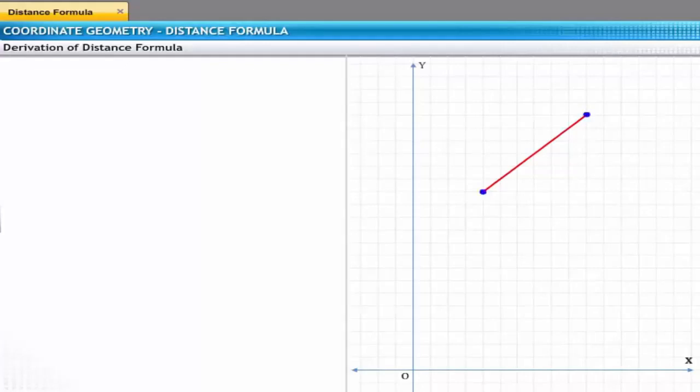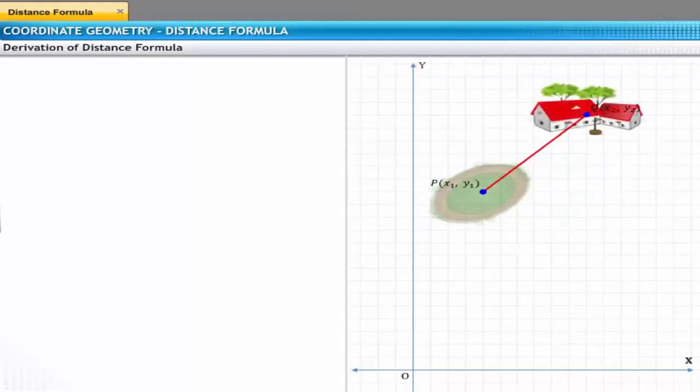In the graphical representation of the distance formula on the screen, let point P, x1, y1 represent the stadium on the graph, and point Q, x2, y2 represent the school. To find the distance between points P and Q, we draw a perpendicular line from point P to the x-axis. This line intersects the x-axis at point R. We draw another perpendicular line from point Q to the x-axis. This line intersects the x-axis at point S.